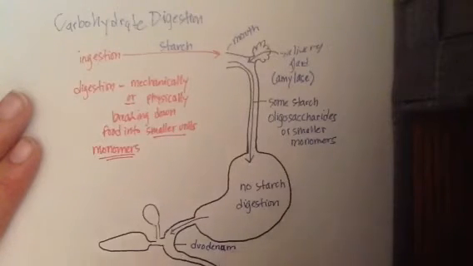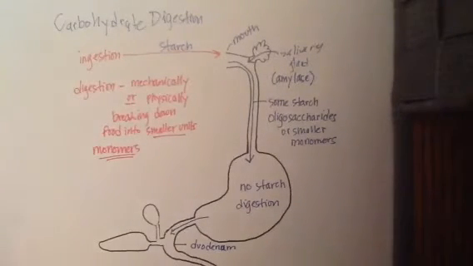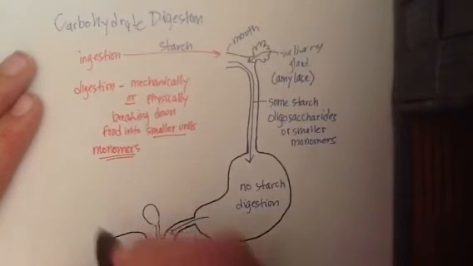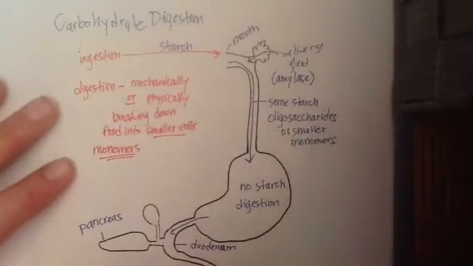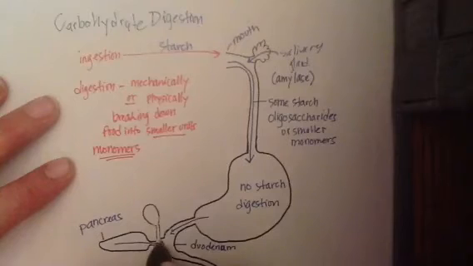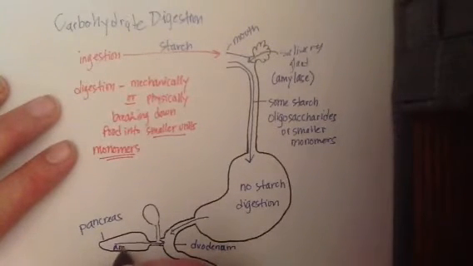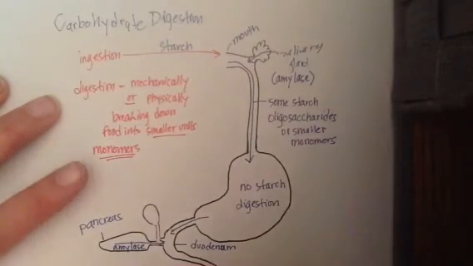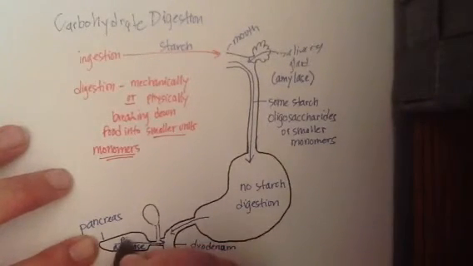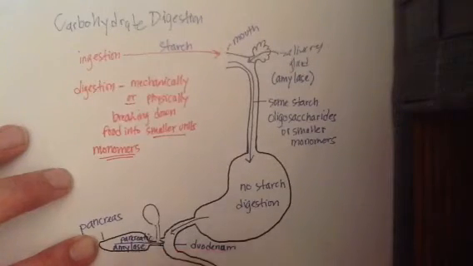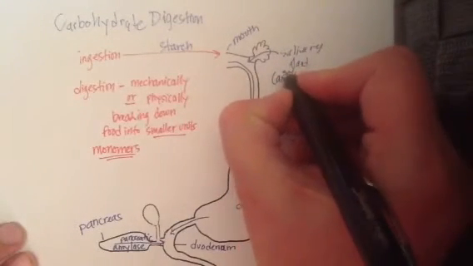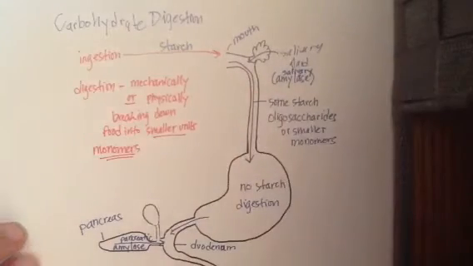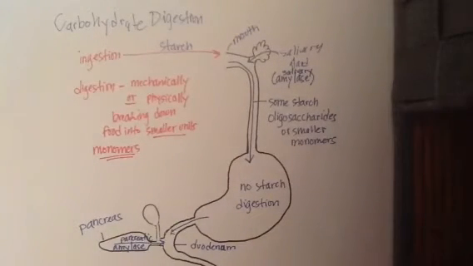This is the duodenum, where more digestion begins to occur. This organ represents the pancreas, and the pancreas releases an enzyme as well. This is called amylase. The amylase here is called pancreatic amylase because it's coming from the pancreas. And the amylase coming up here is named, you guessed it, salivary amylase, because it's coming from the saliva in the salivary glands.